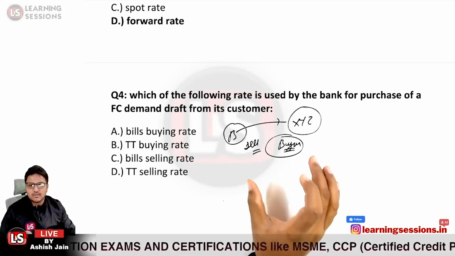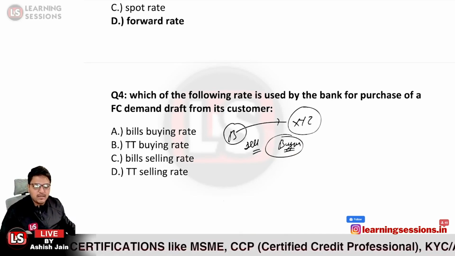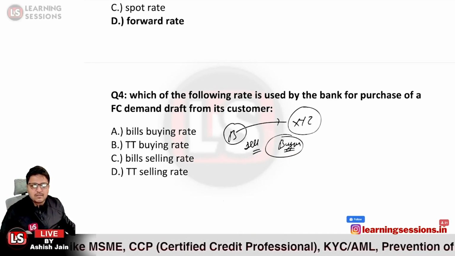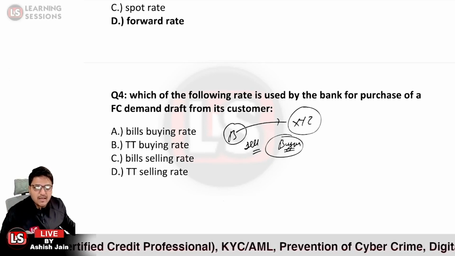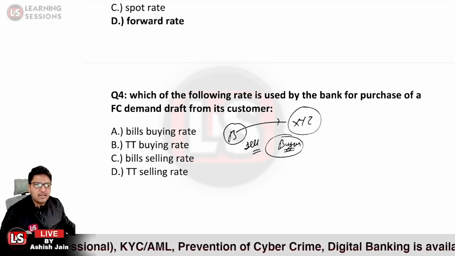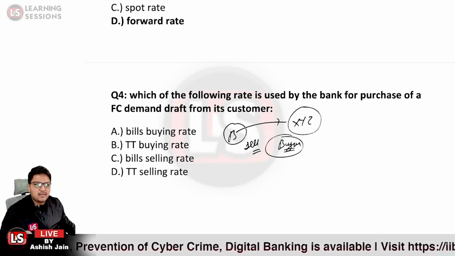So what shall be the answer? Would it be the buying rate or the TT selling rate or the TT buying rate? It is option B over here. So Naina has answered correctly at the earliest. That is option B. TT buying rate is the right answer.